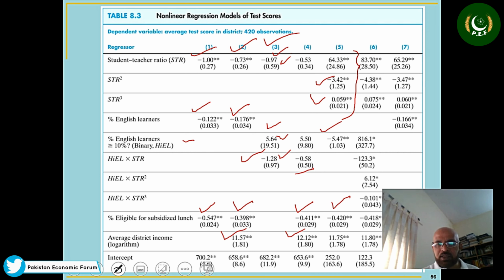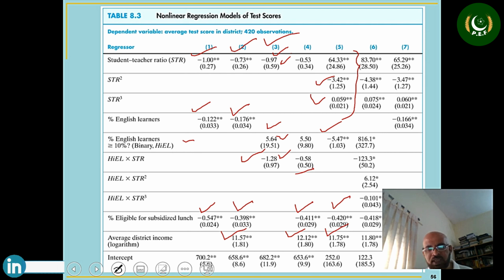Percentage English learners, income. So everything seems significant, and what do we see? That there is an impact of these variables. If we don't include these variables, this will lead to omitted variable bias. Let's go to model 6.